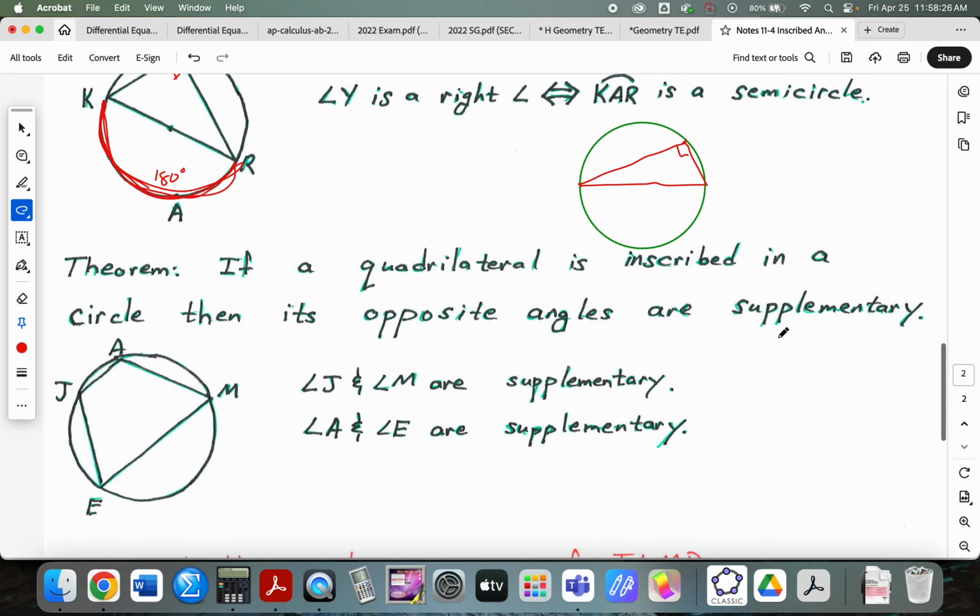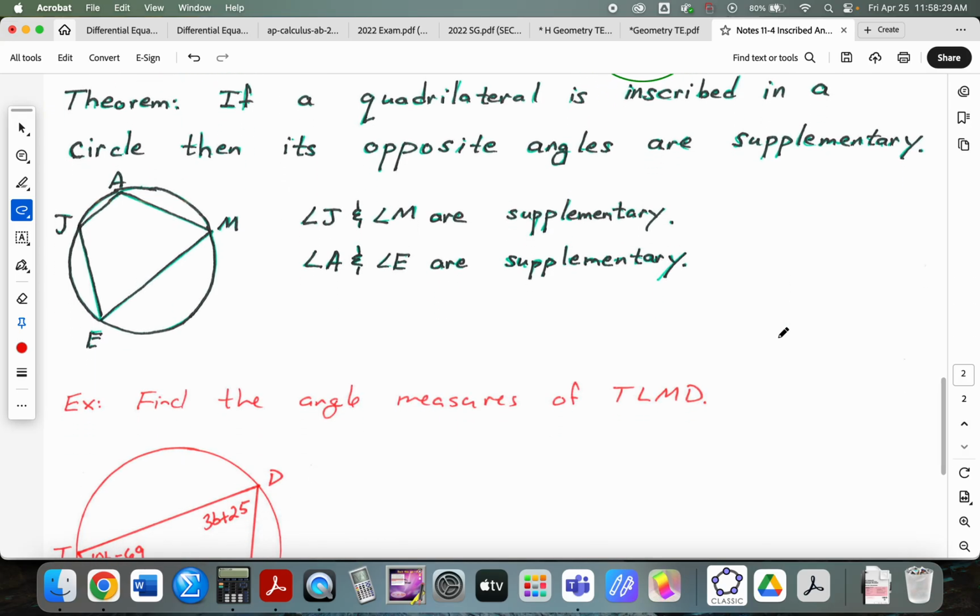All right. The last theorem, again, is a direct result of that first one, is that if a quadrilateral is inscribed in a circle, that means when you say the quadrilateral is inscribed in a circle, what that means is all the vertices, you might want to add this, of the quadrilateral are on the circle. Then its opposite angles are supplementary.